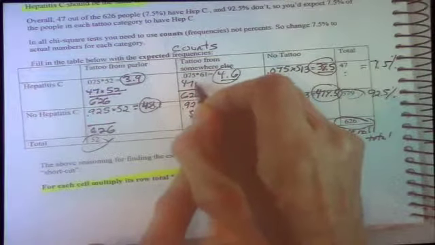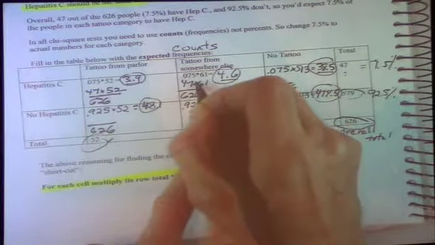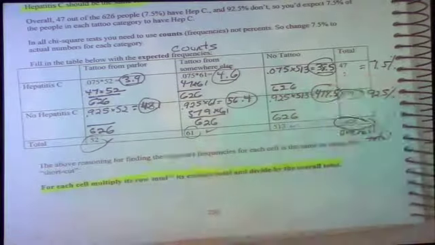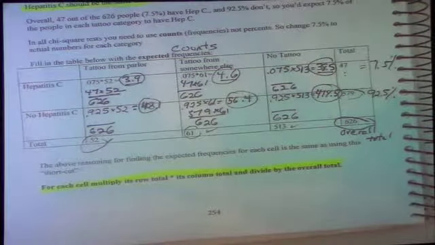47 times 61. And if you get your rows and columns, say 61 times 47, it doesn't matter. So you can do it that way too. Questions so far?